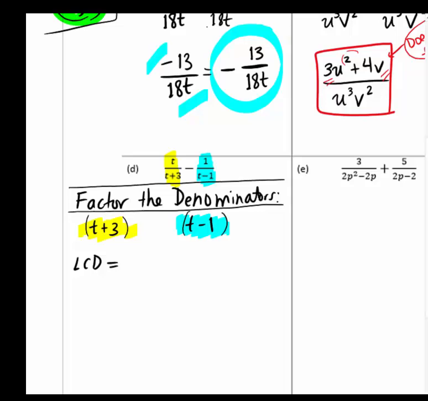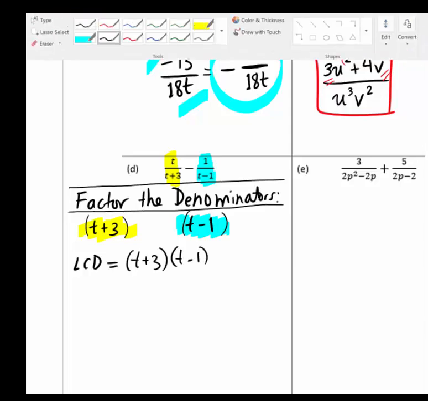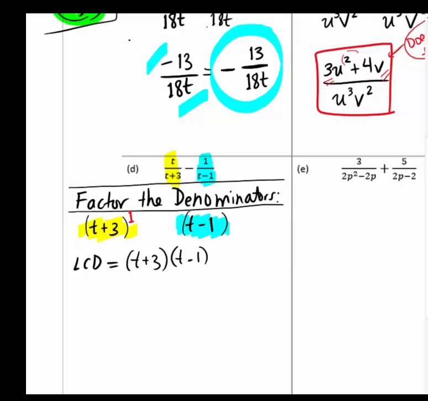Now remember, your least common denominator should have each factor you see. I see a t plus 3, I see a t minus 1. And then you ask yourself, how many are there? This guy has one of the t plus 3s. This guy has none. What's larger, 1 or 0? It would be 1. And for the t minus 1s, the first one has none. The second guy has 1. The larger of those is 1. So I just need one of each. I need a t plus 3 and a t minus 1. So there's my least common denominator.